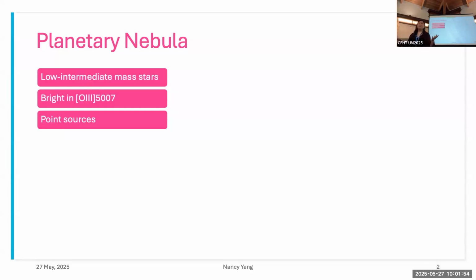So very beautiful structures, but unfortunately at the distance of even just the SIGNALS galaxies, which is about 4 to 10 megaparsec, they're completely unresolved, so we expect them to look like point sources.